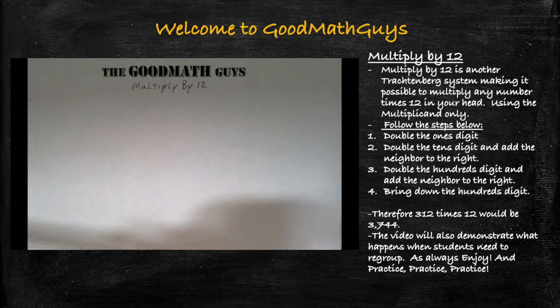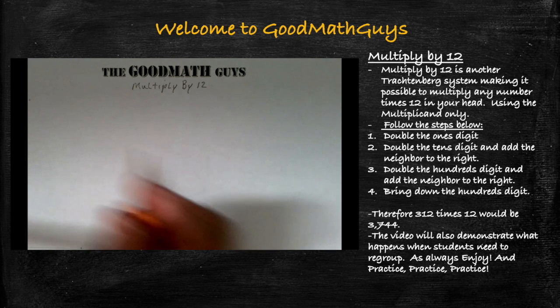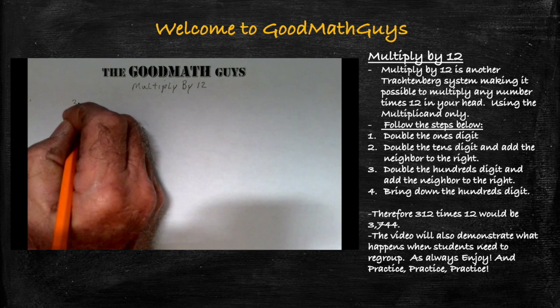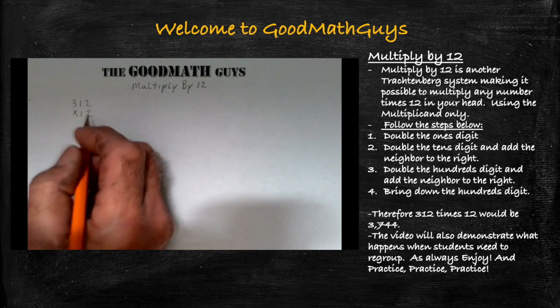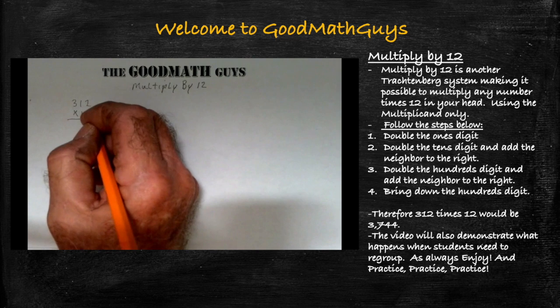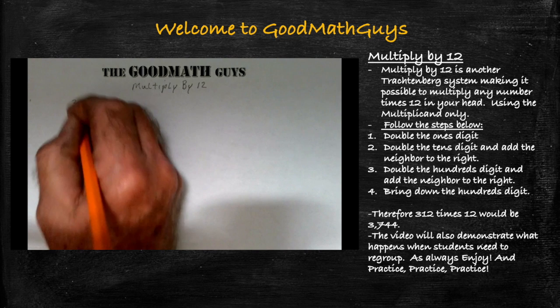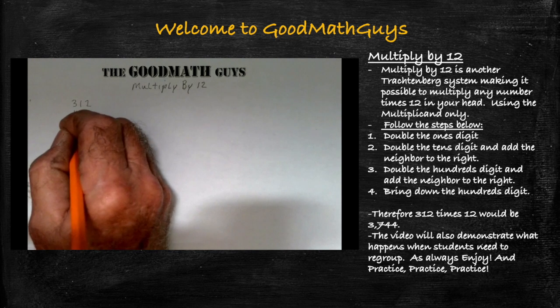So what I want to do here is start out with the traditional partial product way, so that we can see the patterns that Trachtenberg saw when he was developing his mental way for multiplying numbers by 12. So let's consider this problem, for example, 312 times 12. Doing traditional partial products, we multiply 1s times 1s: 2 times 2 is 4, 2 times 1 is 2, 2 times 3 is 6.